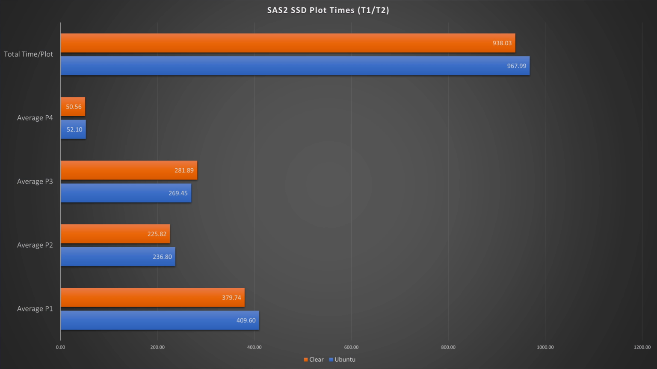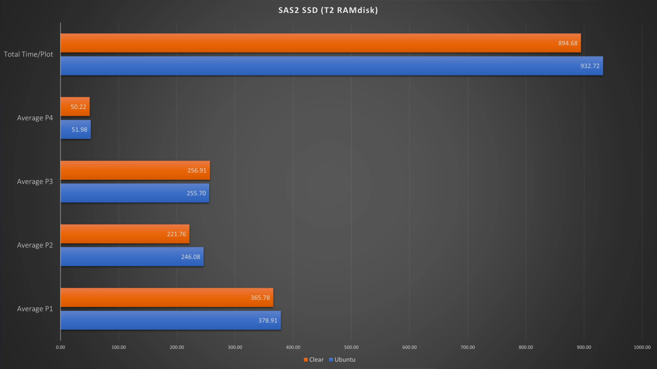So if we look at 8 SAS2 SSDs, our time is down to 938 seconds per plot, and that is only SSDs, no RAM disk. With the RAM disk, we're actually below 900 seconds. And looking at the NVMe, we're actually below 900 without a RAM disk. With a RAM disk, we're down to 887 seconds per plot.